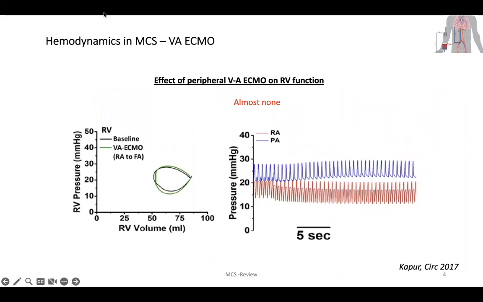Here, they also modelized the PV loop on the right ventricle in patients with VA ECMO, and basically there is no or almost no effect on the right side, which is not very surprising.